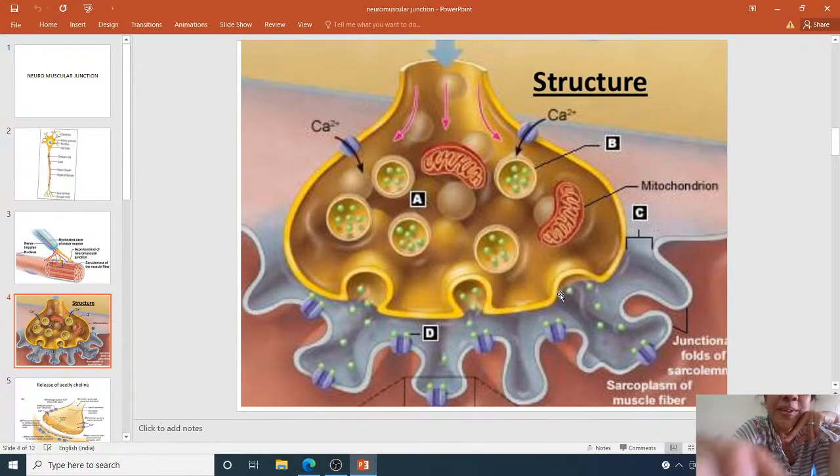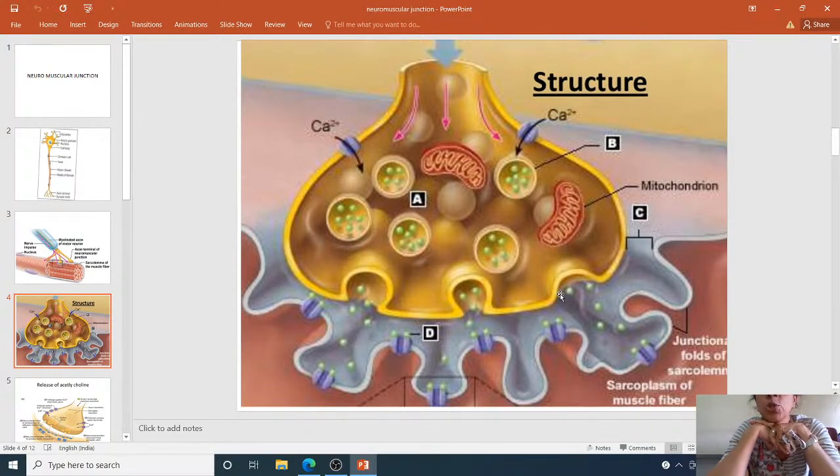How will it be done? When there is a lot of inflow of calcium, the vesicles slowly come and get attached to the presynaptic membrane. You can see there, they slowly get attached and release the acetylcholine. This acetylcholine is diffused into the synaptic cleft. The synaptic vesicles fuse with the presynaptic membrane and empty their contents into the synaptic cleft.